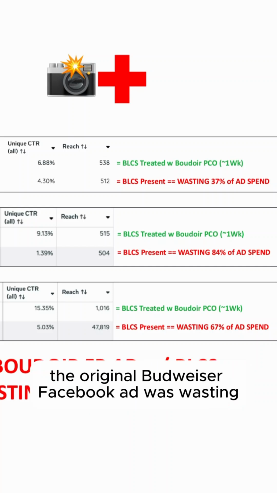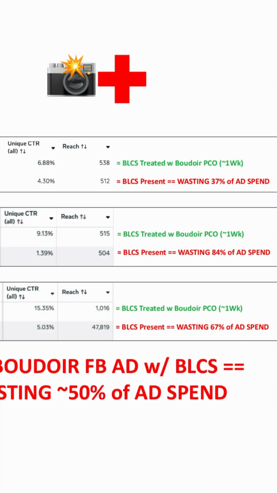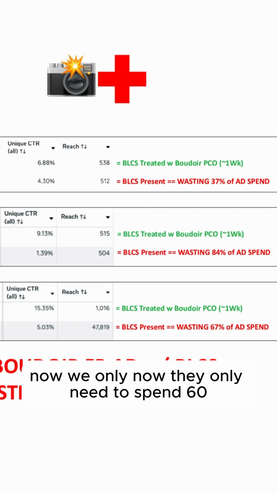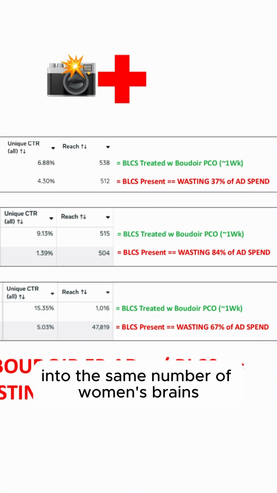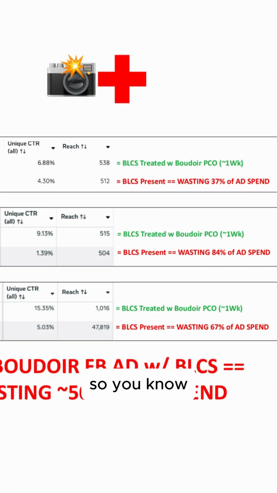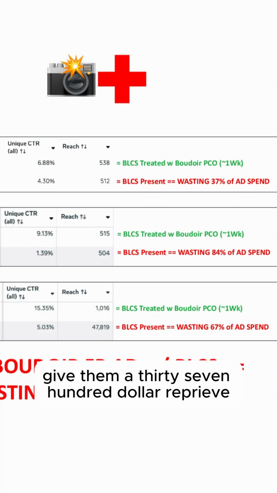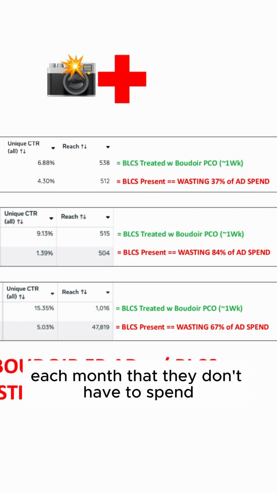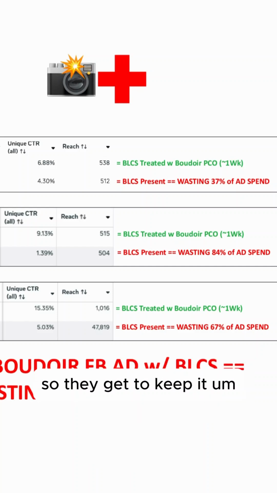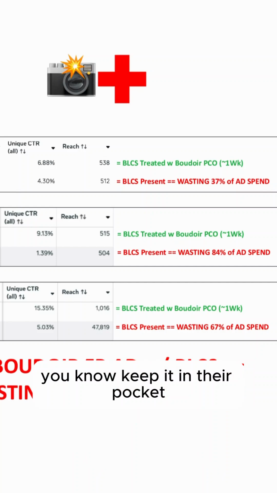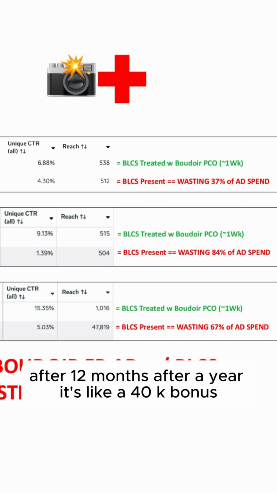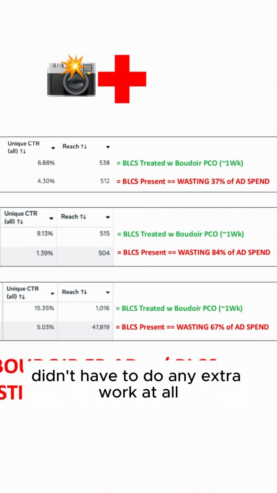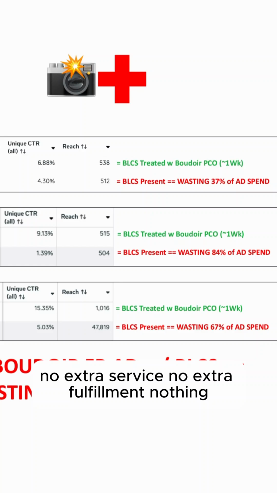So we found out the original Boudoir Facebook ad was wasting 37% of ad spend. So if they're spending 10 grand a month on the original, now they only need to spend 6,300 bucks a month on the Boudoir Pico treated one, and they'll get their ad into the same number of women's brains. It's giving them a $3,700 reprieve, kind of like a $3,700 bonus each month that they don't have to spend, so they get to keep it in their pocket. After 12 months, after a year, it's like a 40K bonus. Didn't have to do any extra work at all. No extra service, no extra fulfillment, nothing.